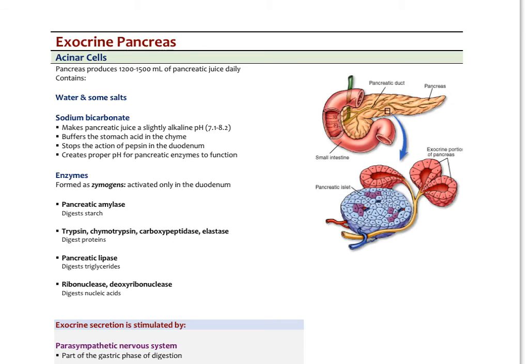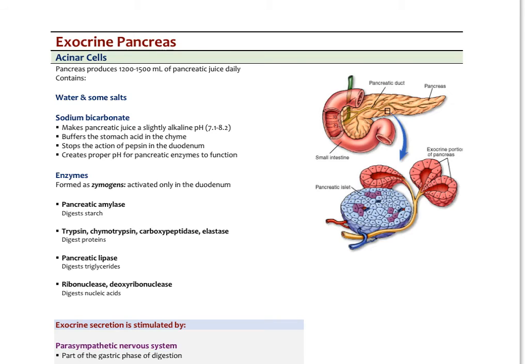So remember that as the food leaves the stomach, it's chyme at that point, and that's going to be, of course, saturated in stomach acid. It's going to stop also the action of pepsin. So remember, pepsin is one of your proteolytic enzymes in the stomach, so it's going to inactivate pepsin when it reaches the duodenum.